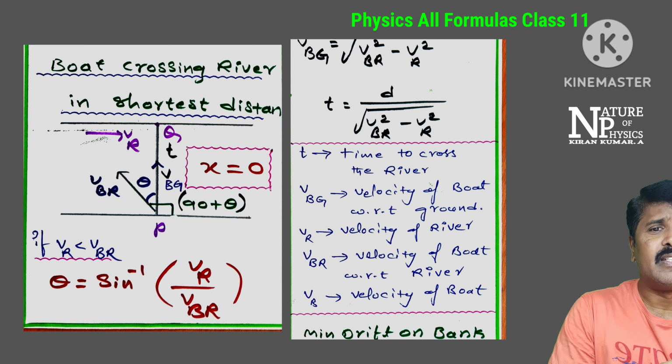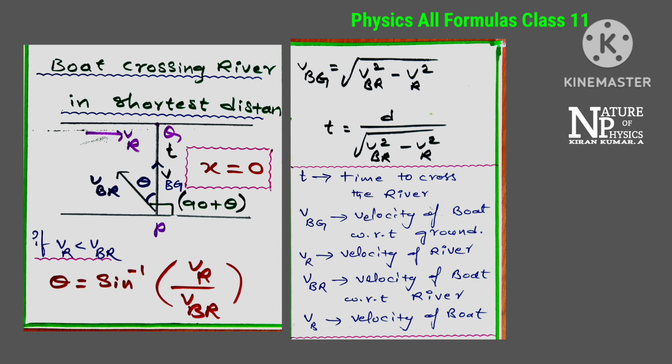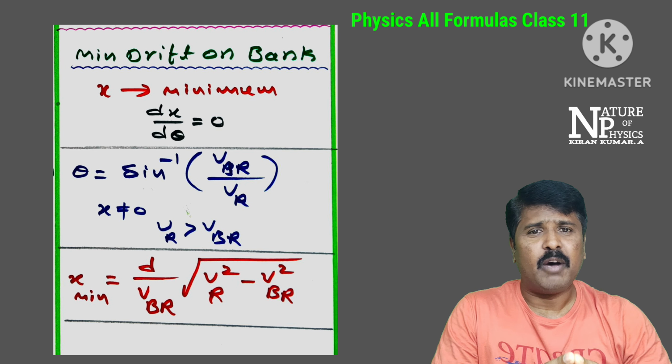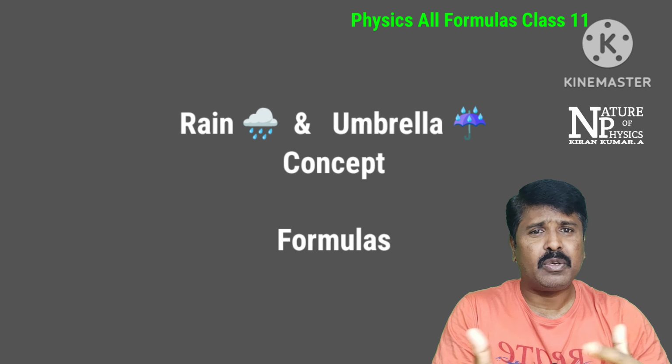And next one there is information about the VBG, velocity of the boat with respect to ground, and the last one is minimum drift on the opposite bank also clearly given, x minimum formula. Okay, very useful formulas, please share to your friends.